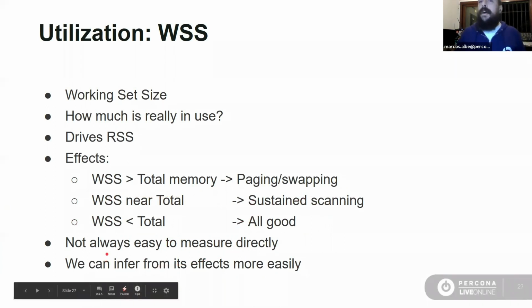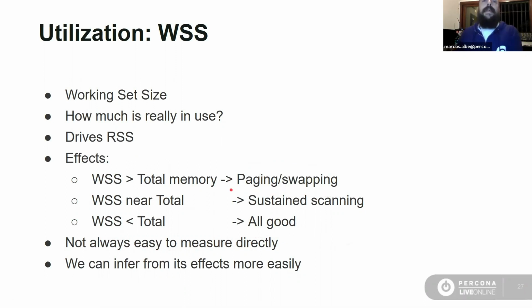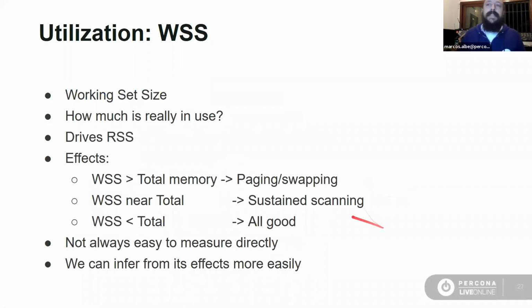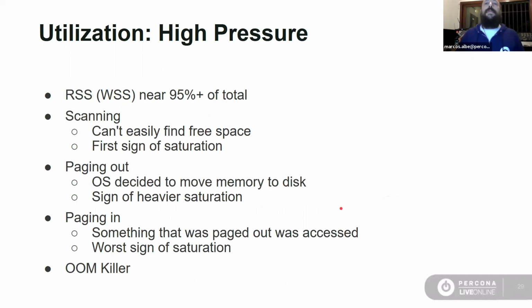It's not always easy to measure directly, but we can infer it from these effects, and usually we can tell that you're using more memory than you have. But there are some tools, all of them written by Brendan Gregg: wss, pl, they're all on this website. Again, you can take a look. It's not something you will usually be looking at very often. Rather, you take a look at the effects, especially scanning. It's something you will be looking for.